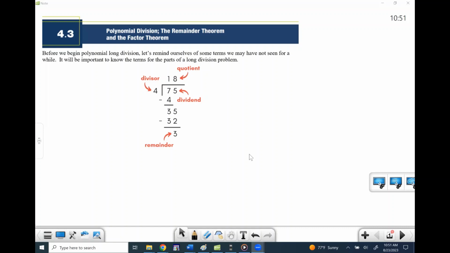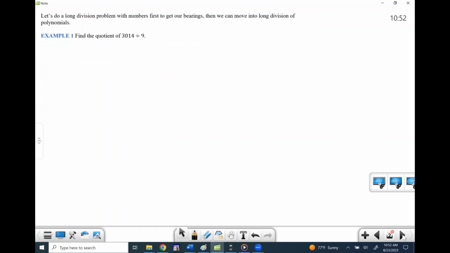So let's talk about the terminology, because we will be using these terms a lot throughout this section. And we learned these so long ago that we've probably forgotten them. So the number outside of the box, that's going to be your divisor. The number inside the box is your dividend, okay? And then the answer when you get done is called the quotient. And most people remember that the leftovers is going to be the remainder. So this is always here for you if you need to come back and remind yourself, all right, what are these pieces called?